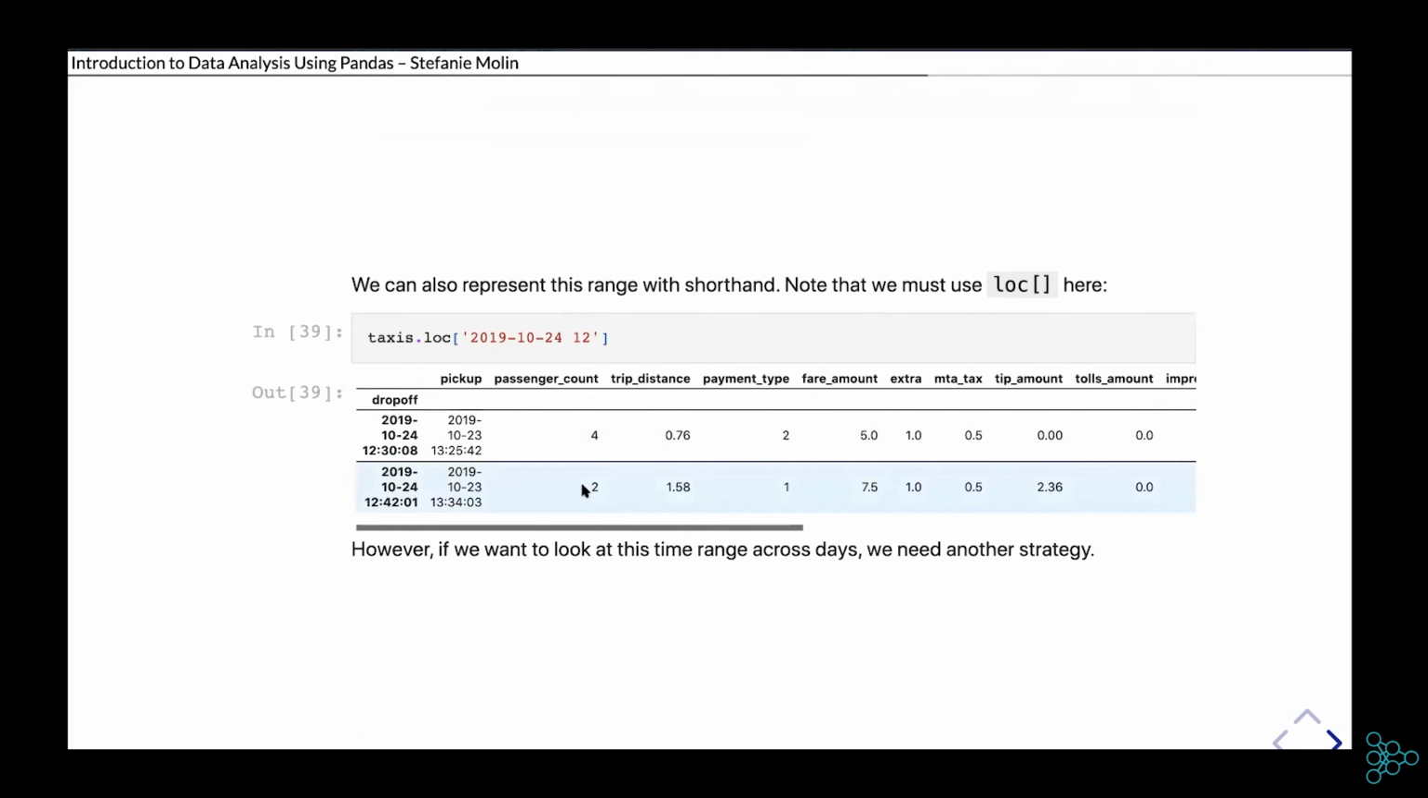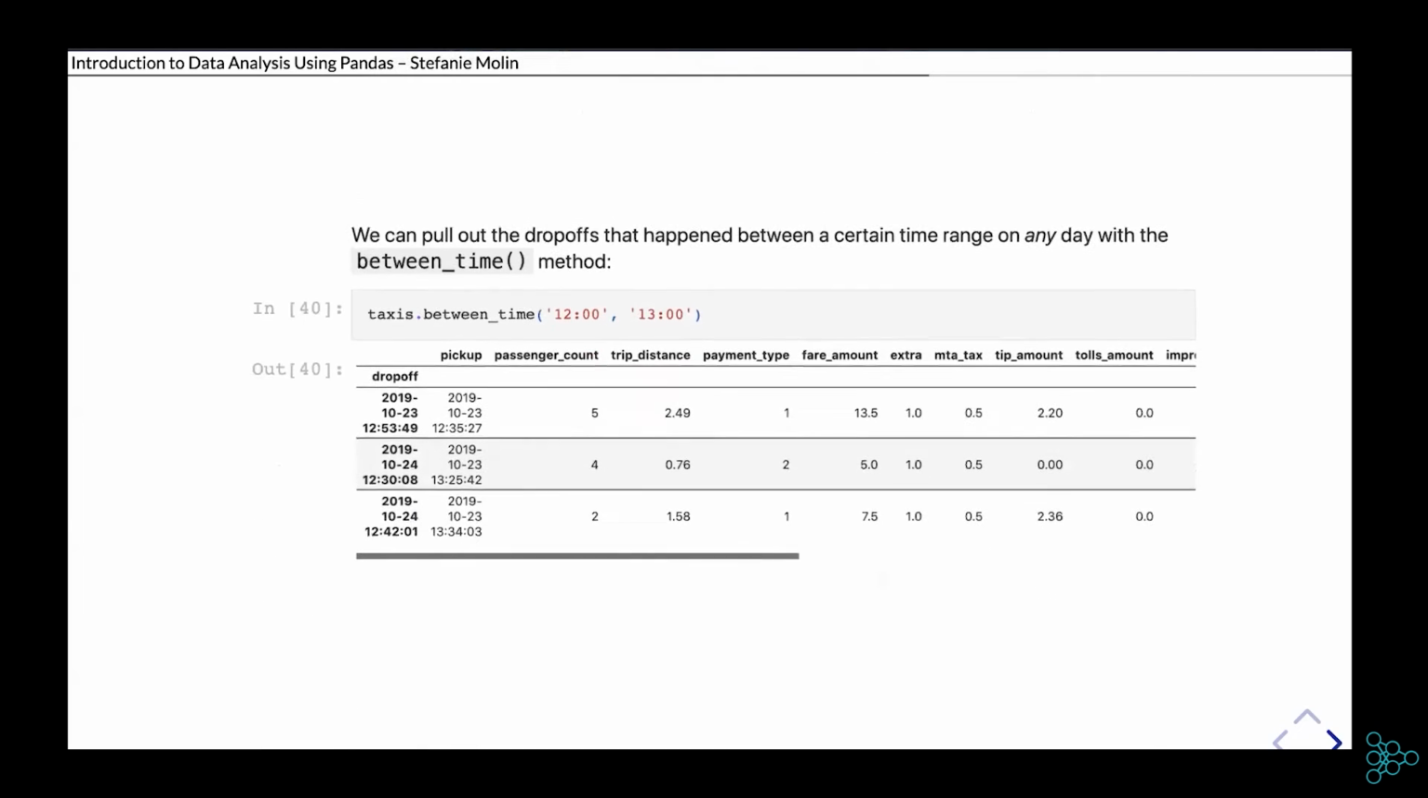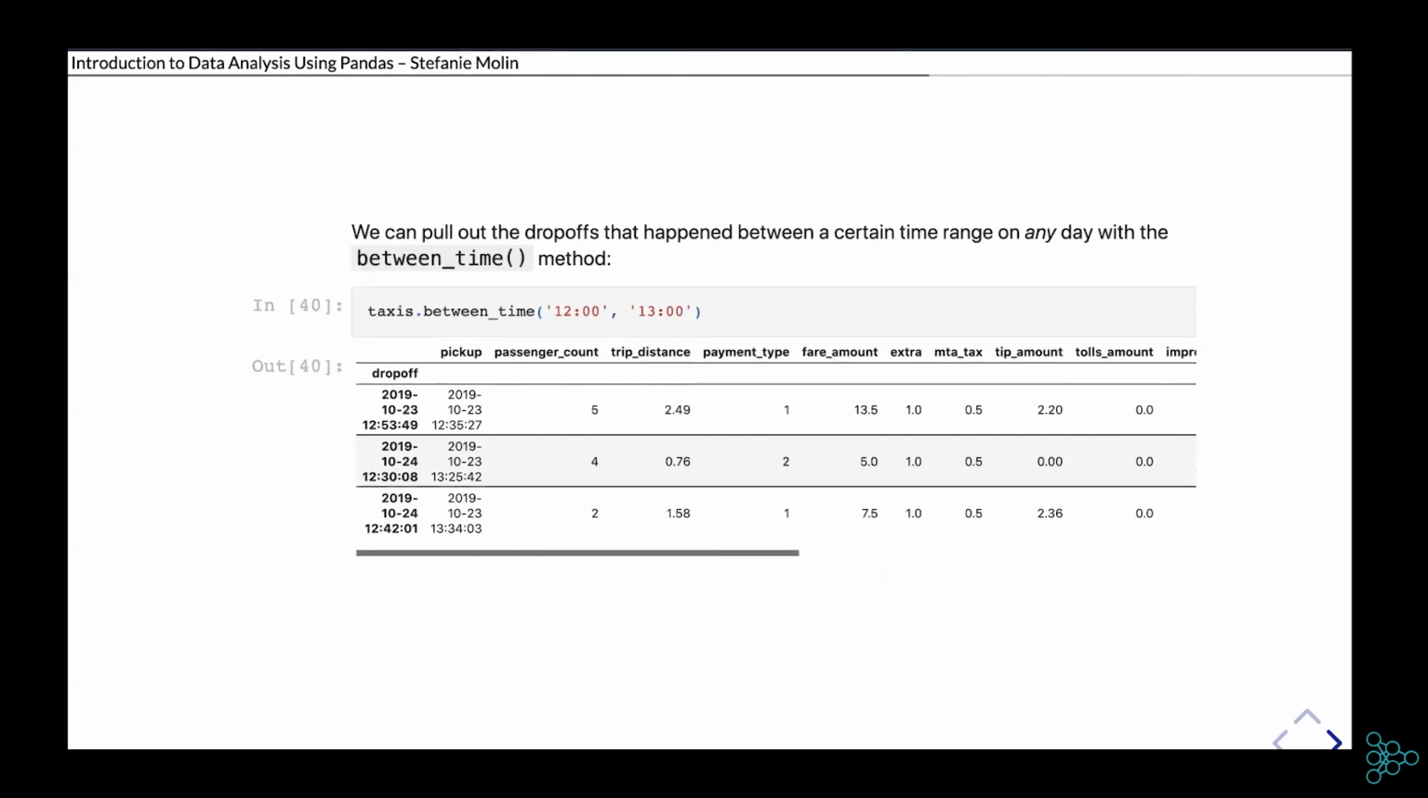But if we wanted to look at, say, the same time range but across days, we would need another strategy. So here I'm going to introduce the between_time method. And this is going to give us, for this example, any drop-offs between noon and 1 on any day in the data set. So if you notice now, the first one is on the 23rd and the second one is on the 24th. Obviously, if there was more in this data set, not just the 10,000 rows, you would get a lot more variety as far as the dates.